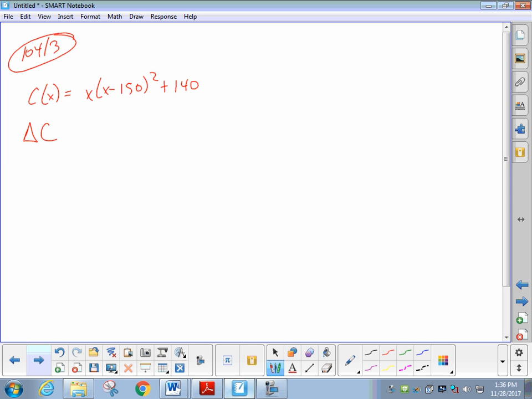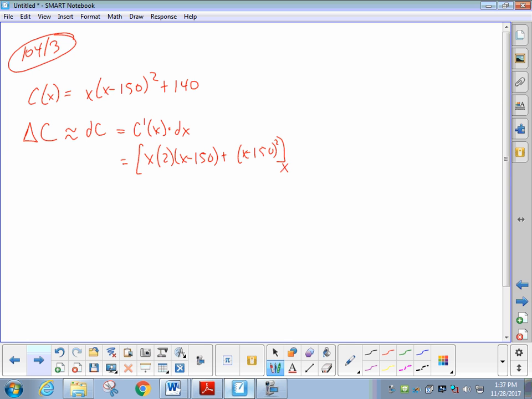Now, delta C can be approximated by dC. What's dC equal to? The derivative, I heard? Yeah. C prime times dx. Perfect. Okay, now you're rolling. What's the derivative? By product rule, I suppose we could use. First stays the same, derivative of the second, plus second stays the same, derivative of the first. All right.